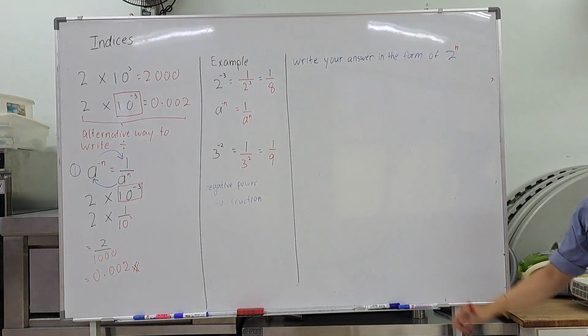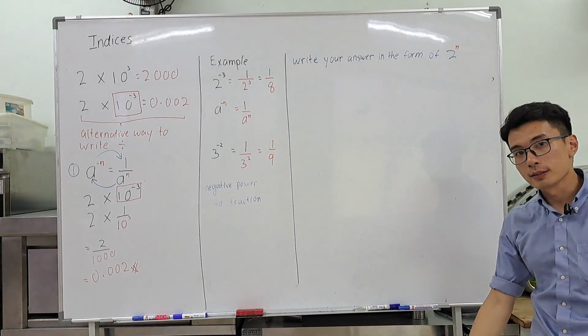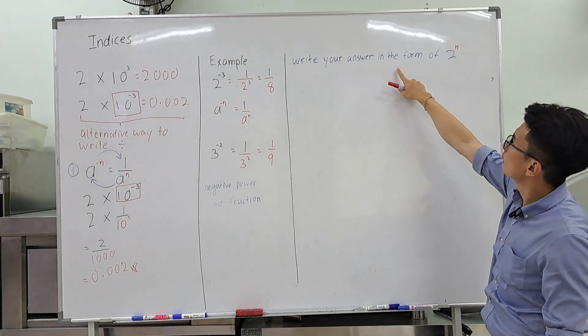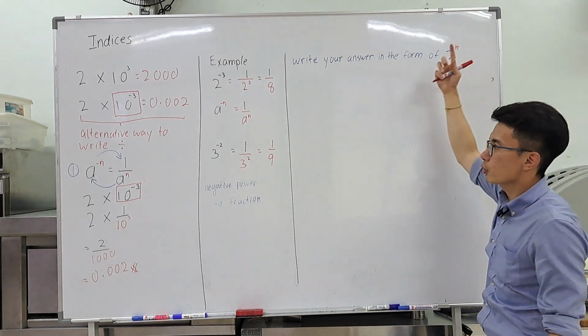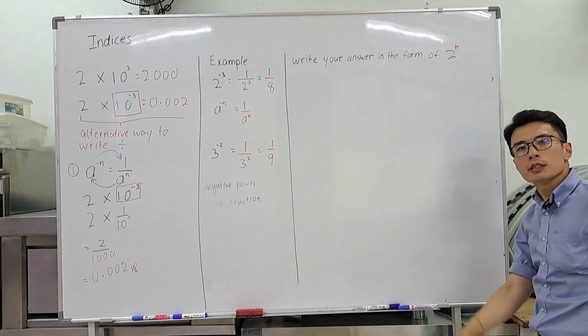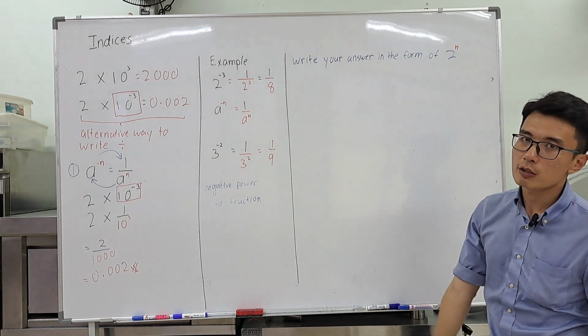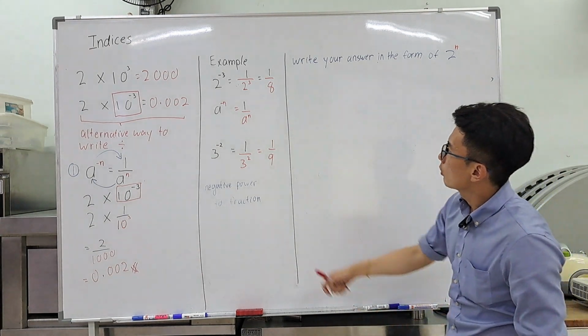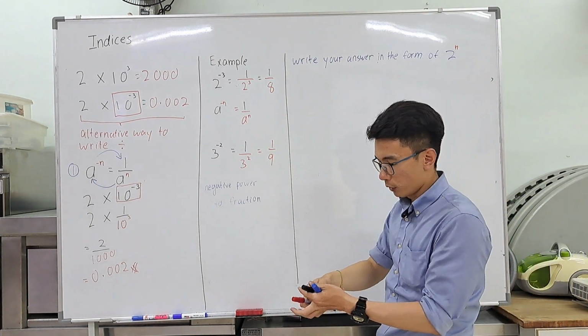Okay, this is how I will want to write my answer. Write your answer in the form of 2 to the power of n, which is going to be in this form, where n is going to be an integer, so it can be a positive number or a negative number. So let's look back at the same question over here.